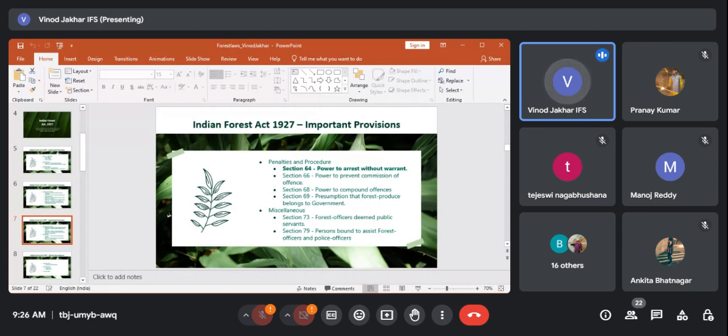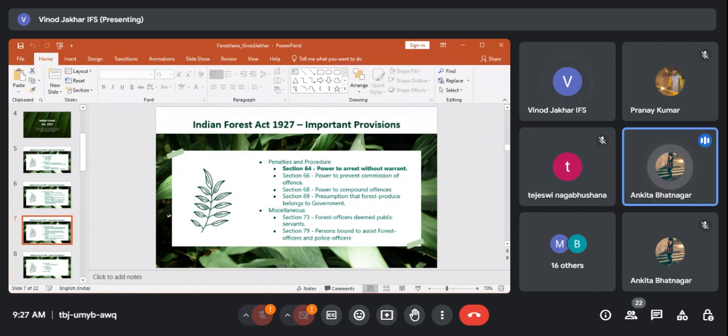You find a person in a forest area. You find that he is suspicious. He has not committed a crime. He has not hunted or felled a tree. There was a case in Maharashtra. We were told this case by a forest officer, our senior, a 2012 batch officer. So she told us an example.